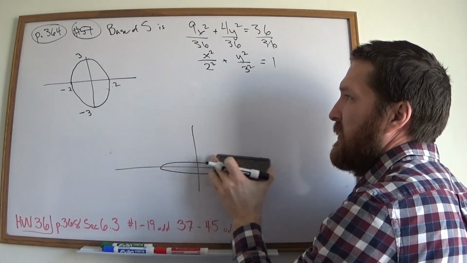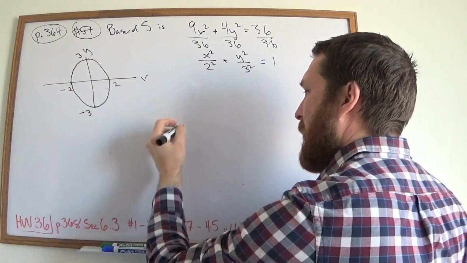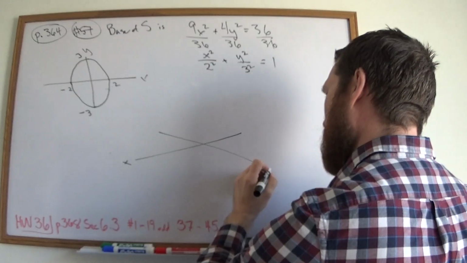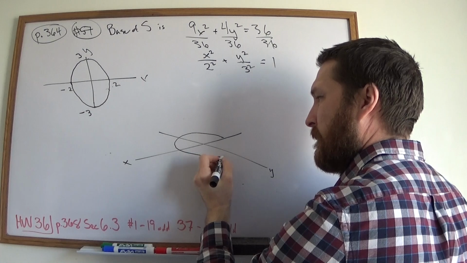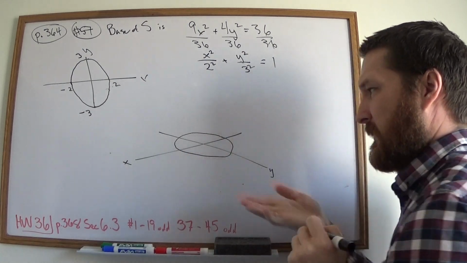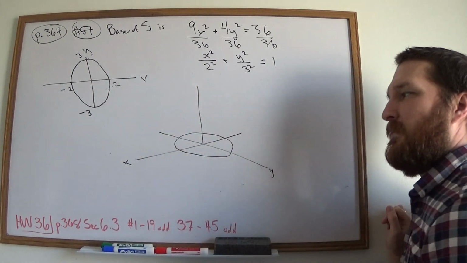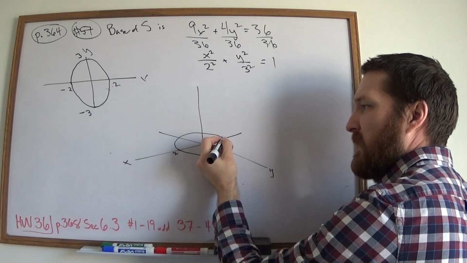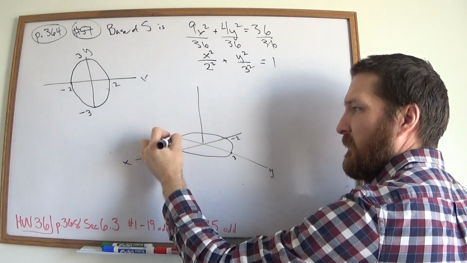Right, we're imagining here we have an x and a y axis. And here's the base of the thing. So the base is here, and now we're going to go up into the z direction. So the base goes from 2 down to -2, up to 3, down to -3.